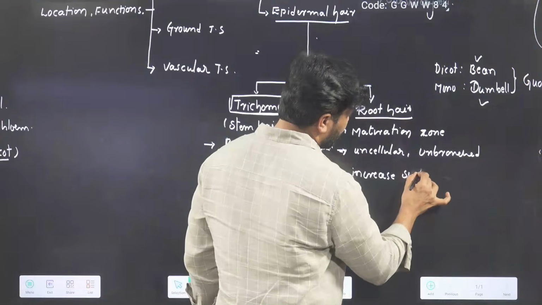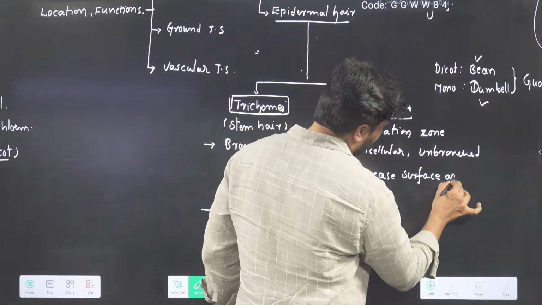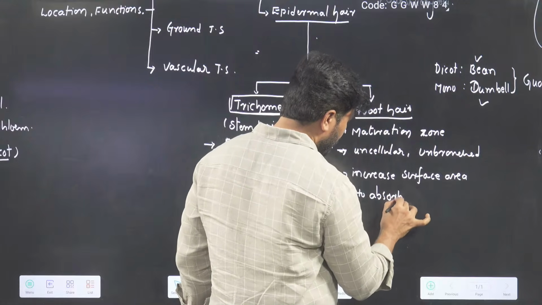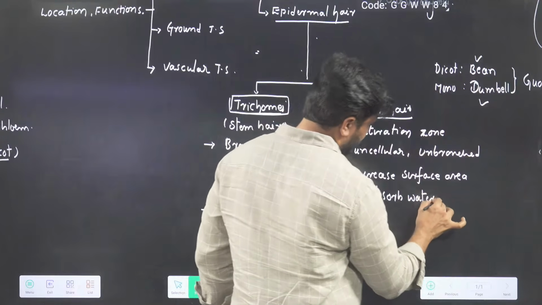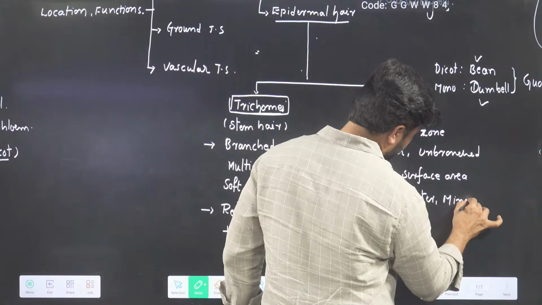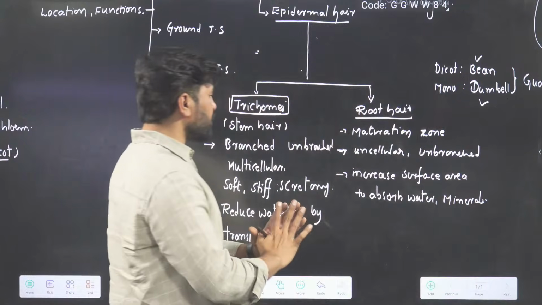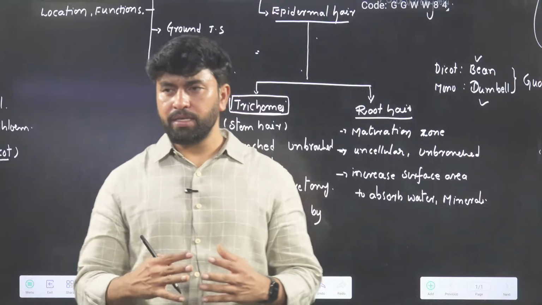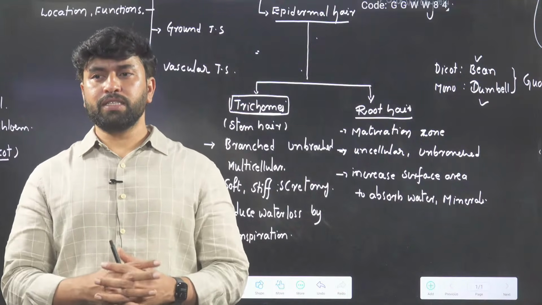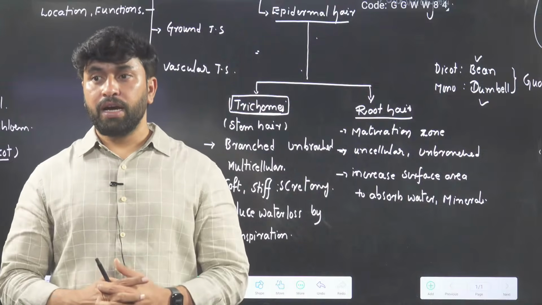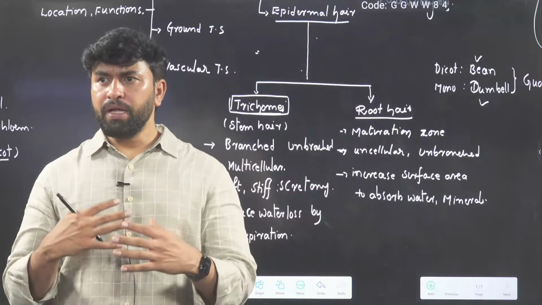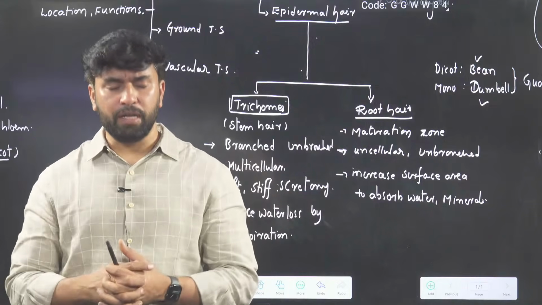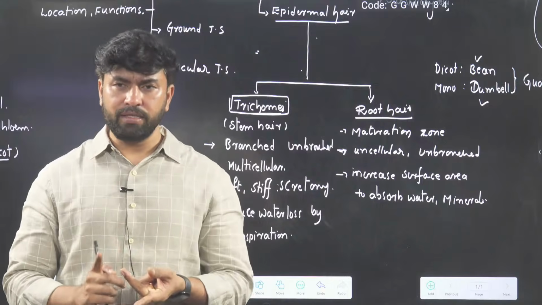Increase surface area of the root to absorb water and minerals. That's it. That's about root hairs. Like this, we have normal epidermal cells, modified epidermal cells such as stomatal apparatus, and epidermal appendages. Epidermal appendages means external outgrowth of epidermis, such as trichomes as well as root hair.